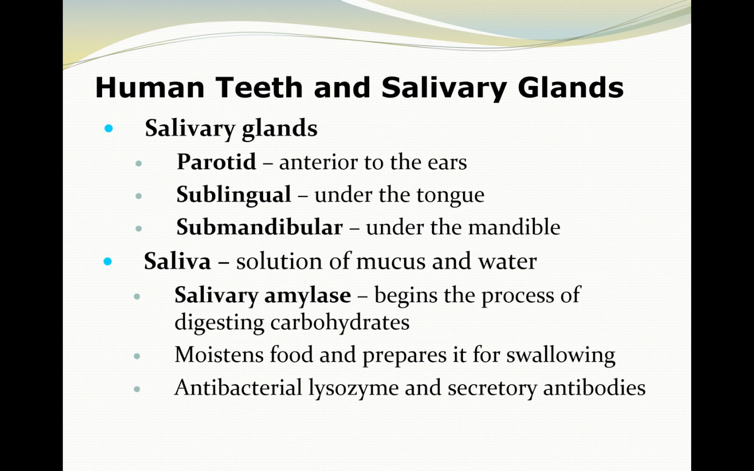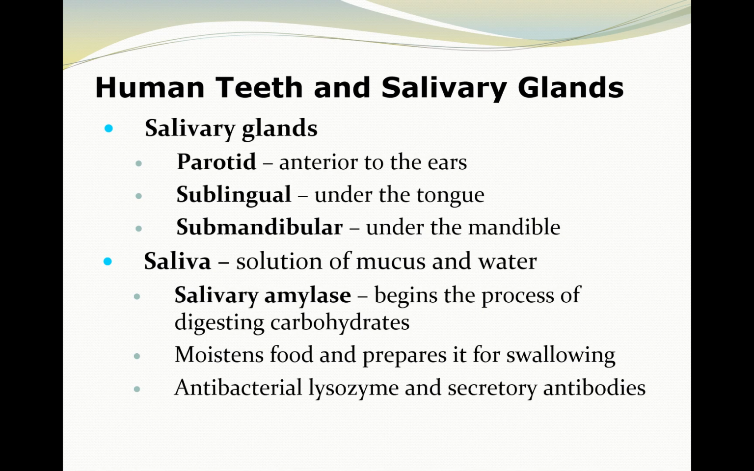We have salivary glands, which are going to secrete saliva. So the saliva is a solution of mucus and water, and it will be secreted by the parotid, sublingual, and submandibular salivary glands. Where you'll find the parotid glands are anterior to the ears, the sublingual glands are under the tongue, and the submandibular glands are under the mandible.